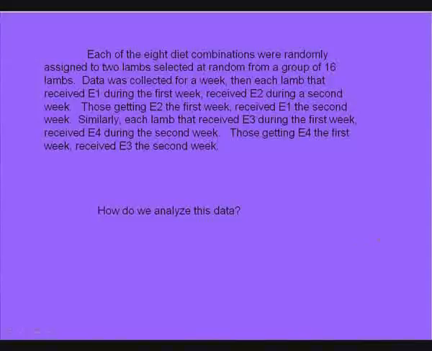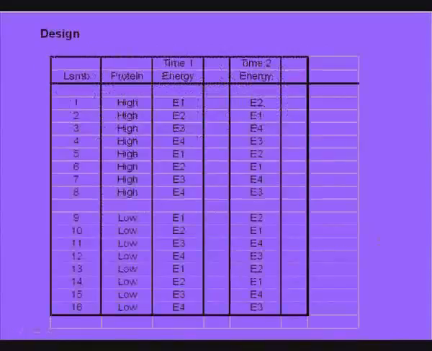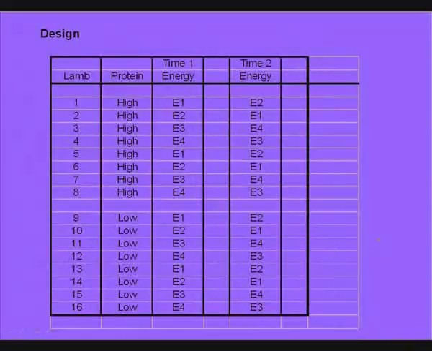So the design looks something like this then. The 8 lambs on the high protein, 8 on the low. 2 lambs out of each group got E1 the first week, 2 lambs got E2, 2 lambs got E3, and 2 lambs got E4, and so on. And then when they crossed over the second time, they didn't do a complete crossing because there was no E1 followed by E3 or no E1 followed by E4. E1 was always followed by E2, E2 was always followed by E1, and E3 was always followed by E4, E4 was always followed by E3. So then the question is, how do you analyze such an experiment?